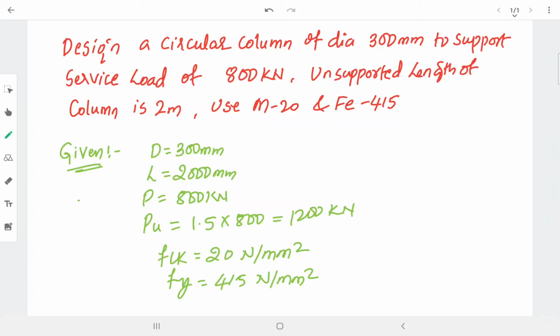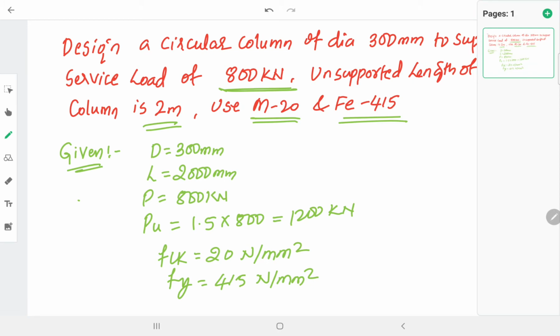In this session, we'll be designing a circular column of diameter 300 mm to support a service load of 800 kN. The unsupported length of the column is 2 meters. M20 grade and Fe415 are used. Here I don't know whether it is an axially loaded column or a uniaxial column. Once again, I'll be checking with the ratios.